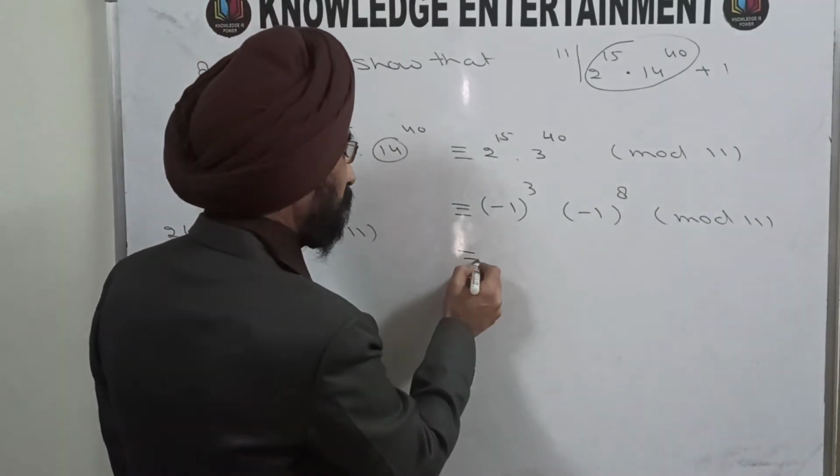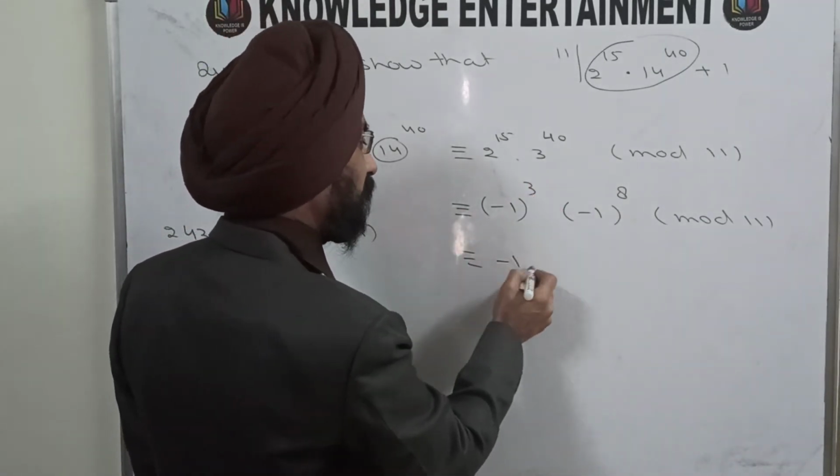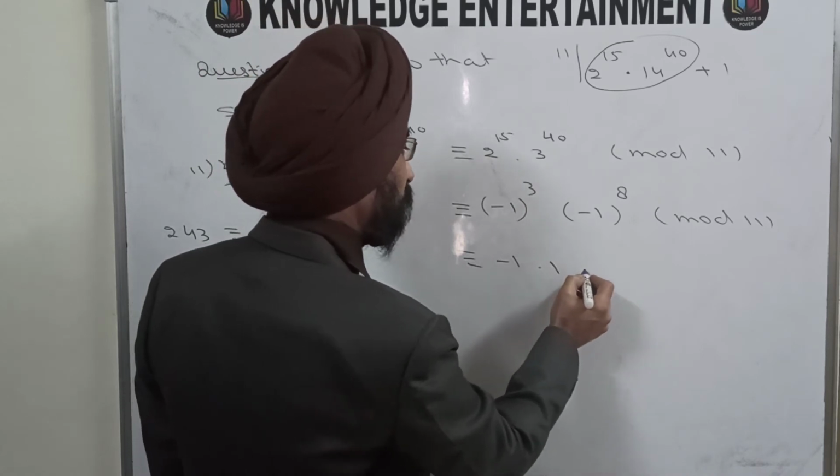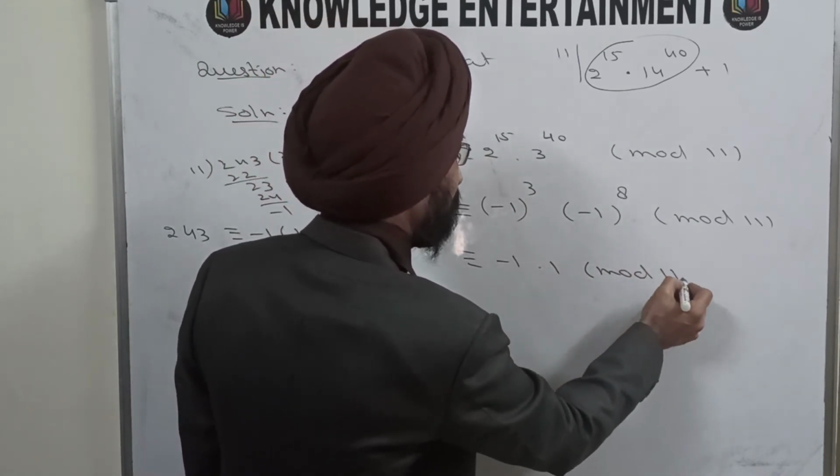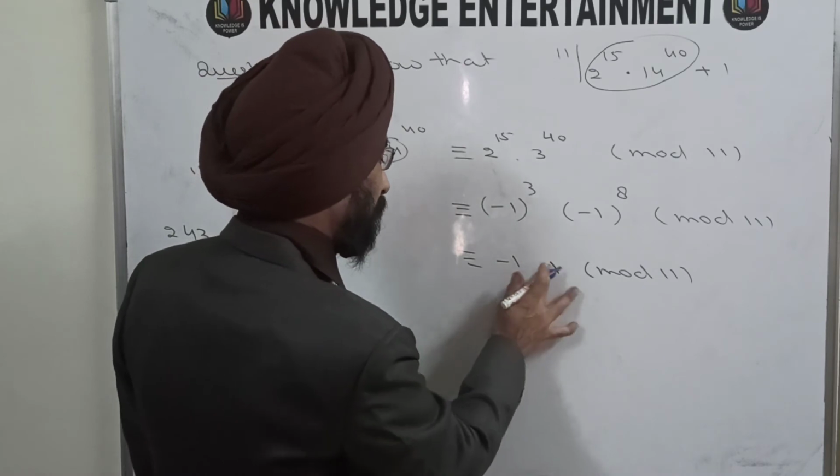So this 3 power 5 can also be replaced by minus 1. So it is minus 1 cube, which is minus 1, and minus 1 power 8 is 1. So it is minus 1 into minus 1 modulo 11. So it is minus 1.